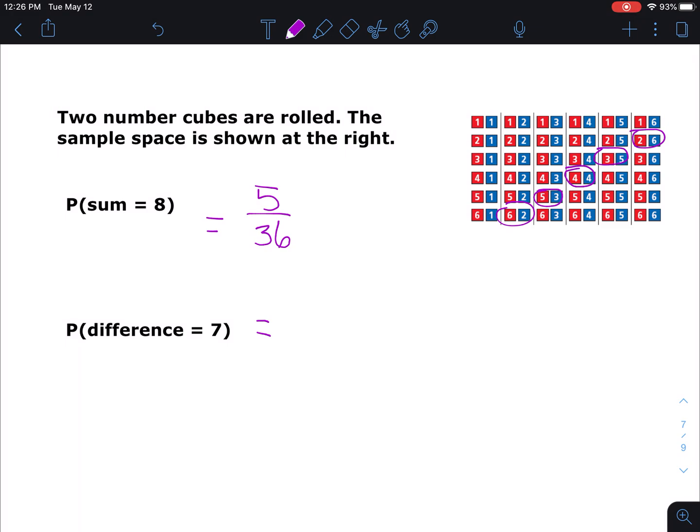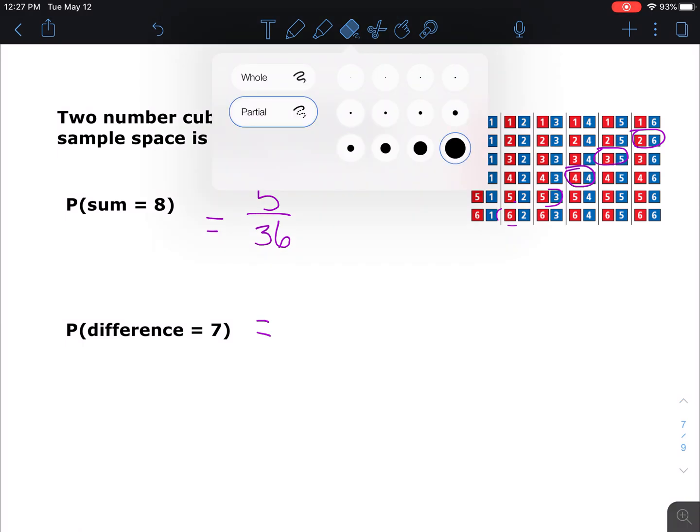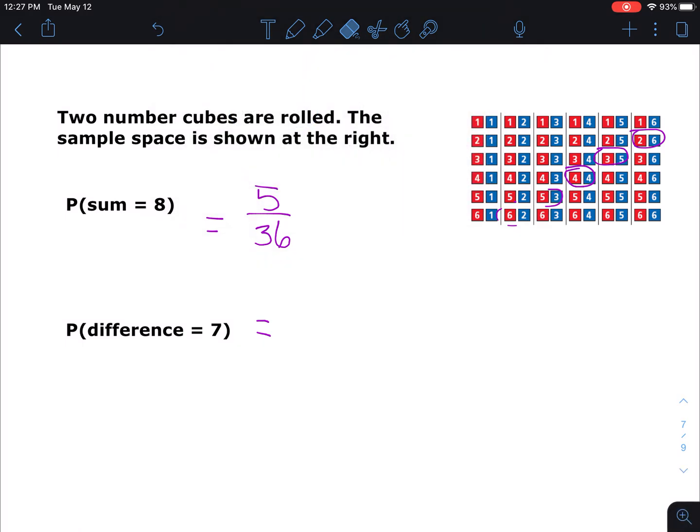So, okay, how about a difference of 8? In this case, difference, remember, is subtraction. I'm going to erase these here. And what's the probability that the difference between the 2 number cubes is 7? Well, in this particular case, the biggest difference I have right here is 5. I can't get up to 7. There's no way I can do that with what I have here. So the probability that this is going to happen is 0. That's never going to happen based on these 2 dice. Okay?